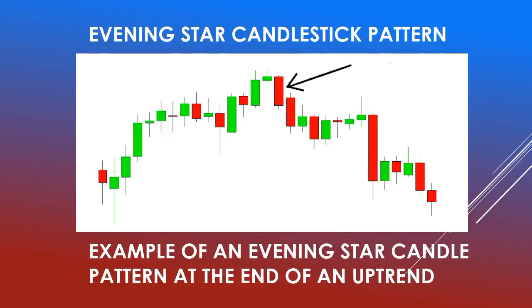This is another example of an evening star candlestick pattern at the end of an uptrend. This time around, to the left of the pattern, we have a green candle. Then at the top of the pattern, we have a small green candle. In the initial pattern, we had a green, then two red candles. But this time around, we have a green, then another smaller green, then a red candle to the right, as indicated by the arrow. So at the top, where you have the small candle, it can either be a red candle or a green candle. And for this particular image, we have a green candle at the top.